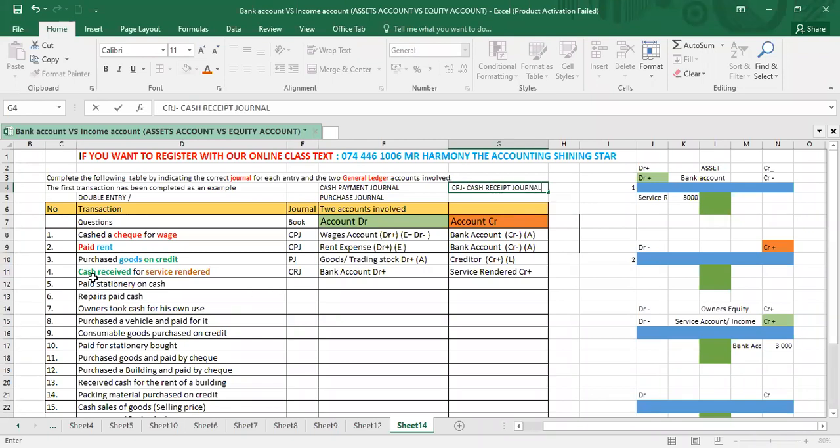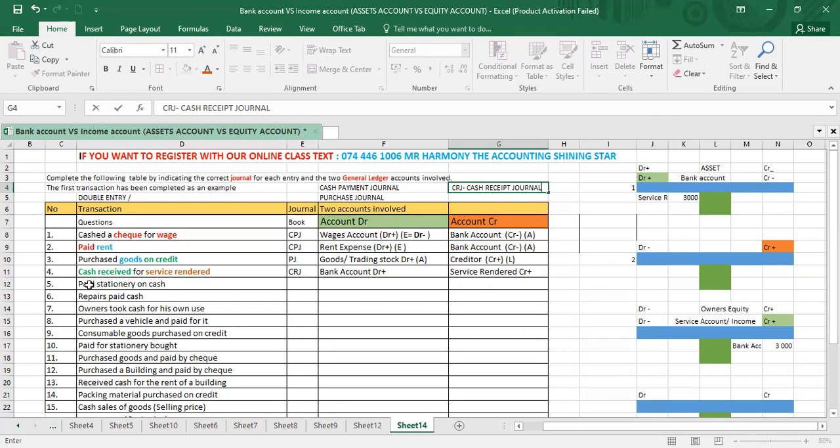Can you see? Even the transaction helps us. Cash received. It is being recorded in the cash receipt journal. The word received tells us that money is going to be received into our business. Cash paid tells us that money is leaving the bank account. Cash payment journal. Paid, cash payment journal. Received, cash receipt journal. Powerful.